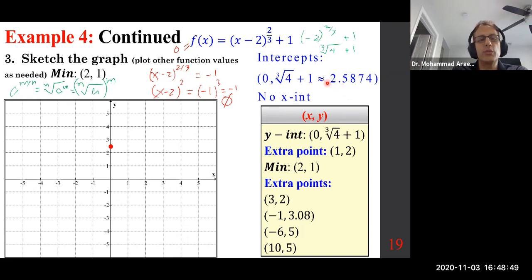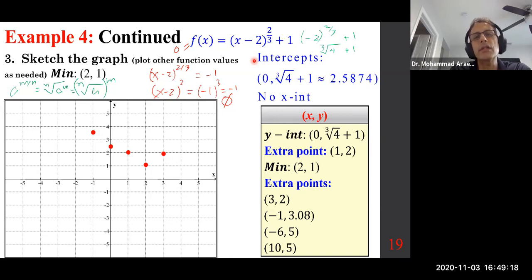Remember, cube root of 4 plus 1 is about 2.6, roughly. Extra 0.12, minimum 2.1, another extra 0.32. By the way, I hope you see that if you plug in 3 here, class, 3 minus 2 becomes what? 1. 1 to any power is 1, and 1 plus 1 is 2. And then maybe a couple more points like negative 1, 3.08.